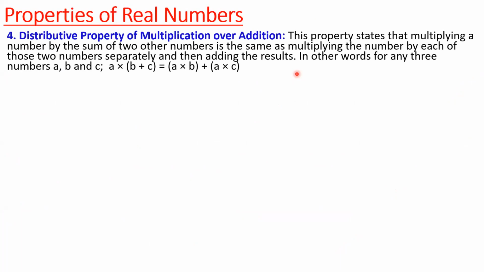Now, go ahead, Adari, can you read it for me, please? The distributive property of multiplication over addition. This property states that multiplying a number by the sum of 2 other numbers is the same as multiplying the number by each of those 2 numbers separately and then adding the results. In other words, for any 3 numbers, A, B, and C, A times (B plus C) equals A times B plus A times C. Very good.